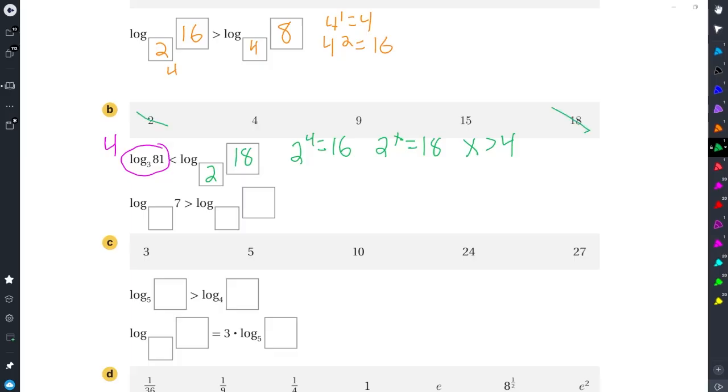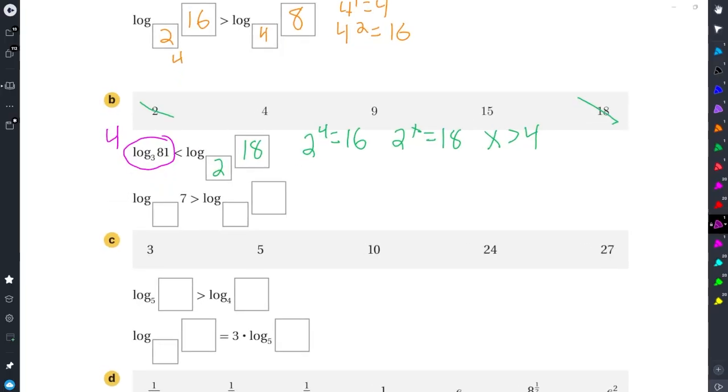Okay, so now I have log base blank of 7 is greater than log base blank of blank. So if I put the 4 here, and then let's see, let's put the 9 and 15. Let's do 15 and 9.